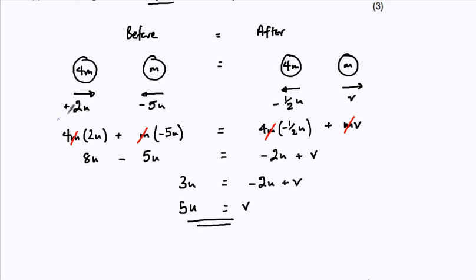If we have a look at some momentums, this one for example starts off with momentum of 8mu, and here the momentum we can see is minus 2mu. The change there from 8mu to minus 2mu will be a minus 10mu. If we have a look at this one, then we'll see that it starts off with a momentum of minus 5mu, and we'll see it changes. Remember, v we found out to be 5u, so this goes to 5mu.